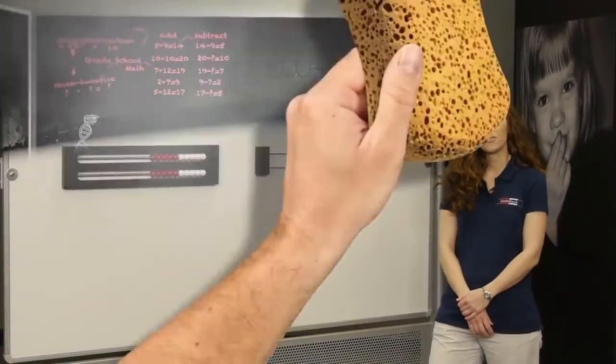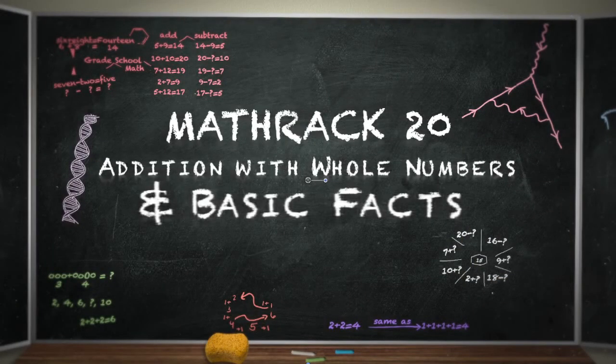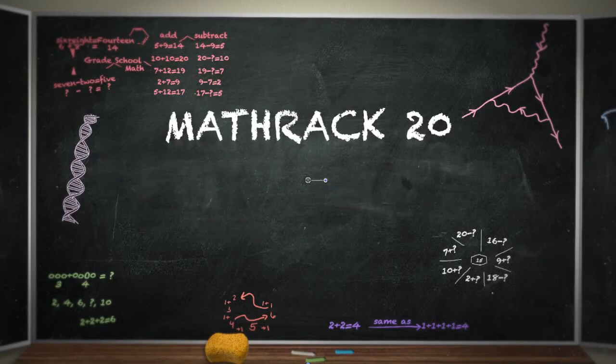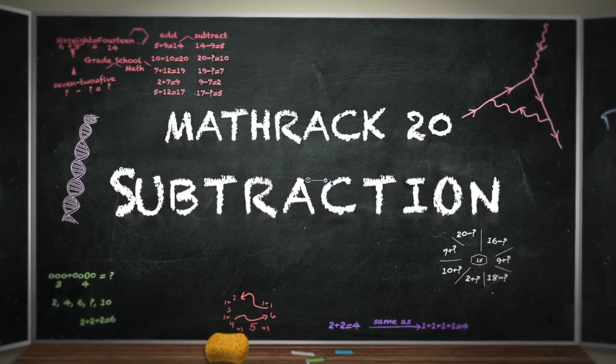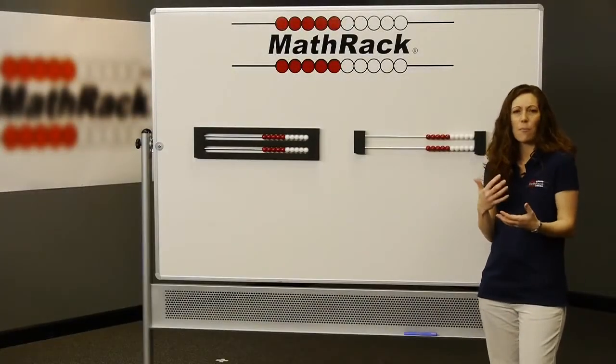In other videos, we had shown how the MATHRACK 20 can be used for addition with whole numbers and their basic facts. I want to spend a moment showing you how you can also do subtraction. Kids often struggle with subtraction as the takeaway model because they have to kind of count backwards.